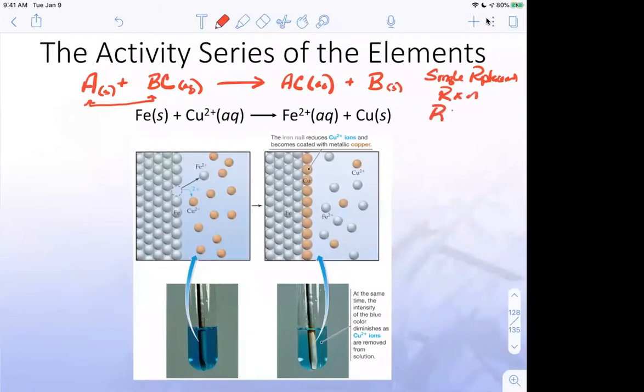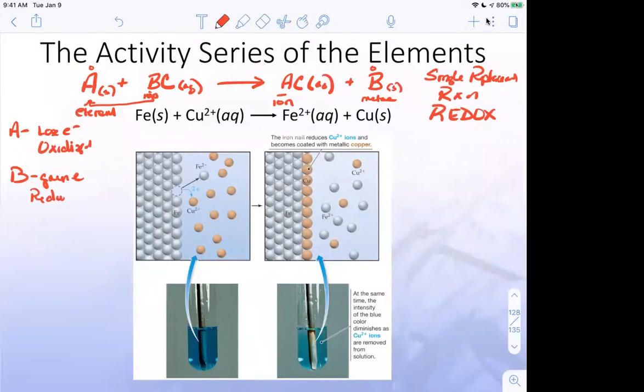Now, it's also a redox reaction because if this is an element, it has an oxidation state of 0. And here, it's going to be an ion. So to form an ion, the metal will lose electrons. So A is going to lose electrons and be oxidized. And then B is an ion, and then now it's a metal which has a 0 oxidation state. So B is going to gain electrons and become reduced.